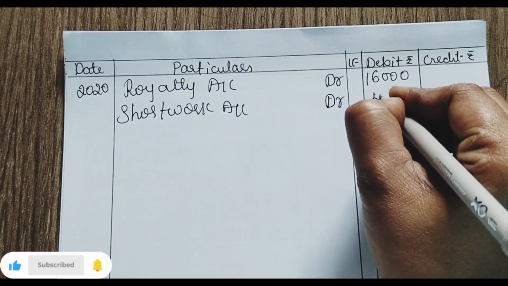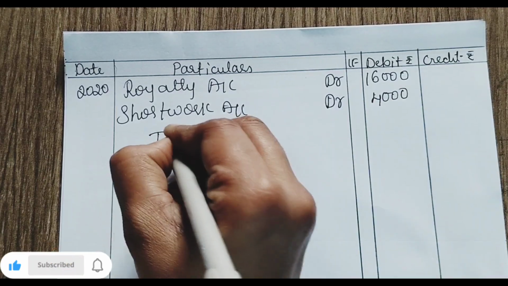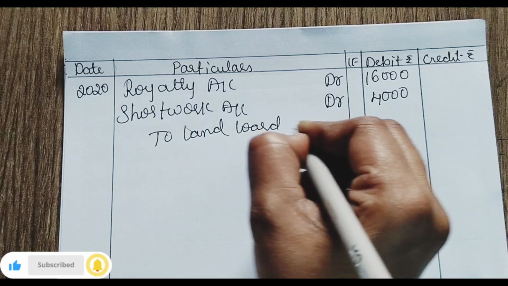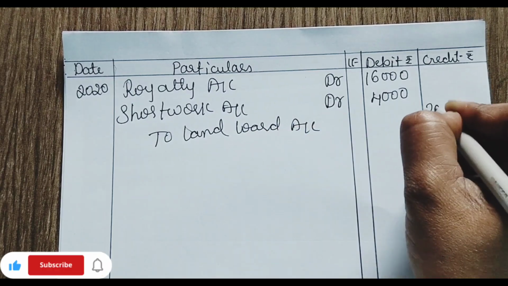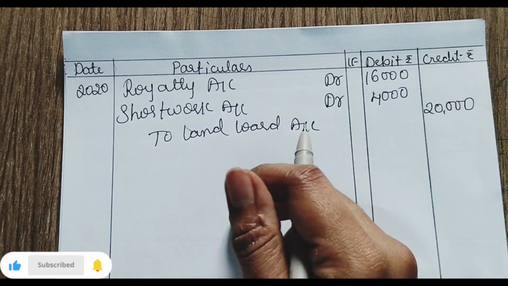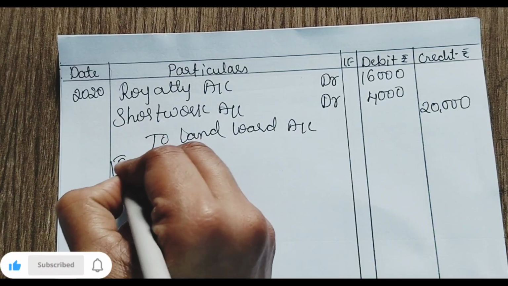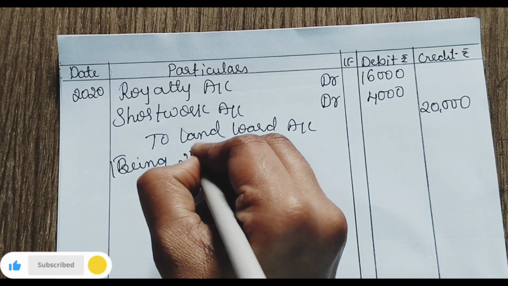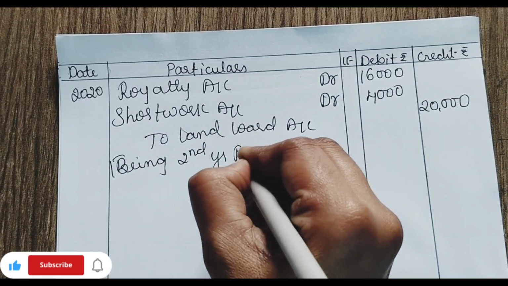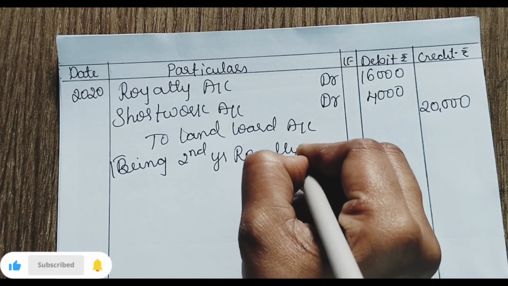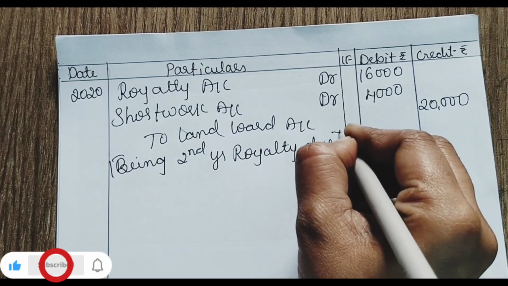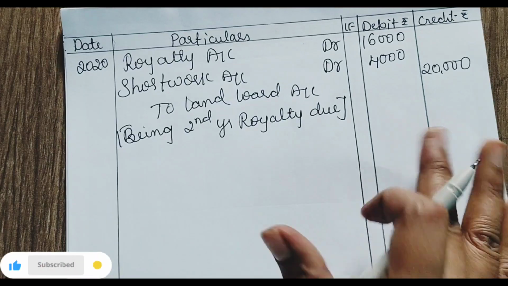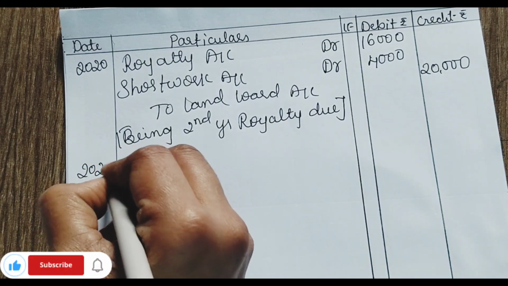16,000, 4,000 to landlord account 20,000. Being second year royalty due. Then the second entry is for the payment entry.